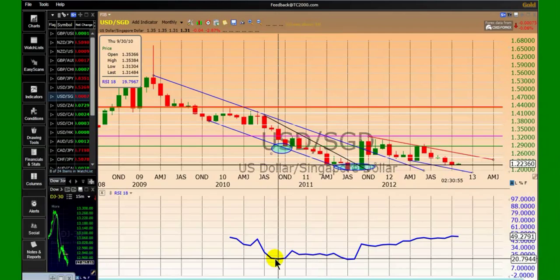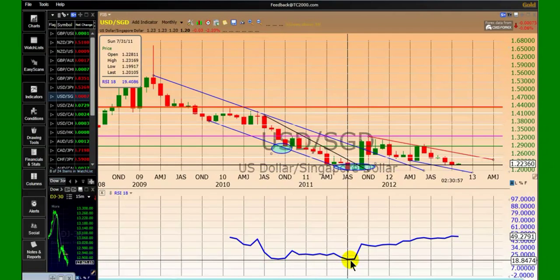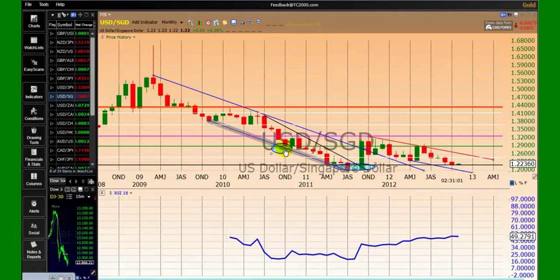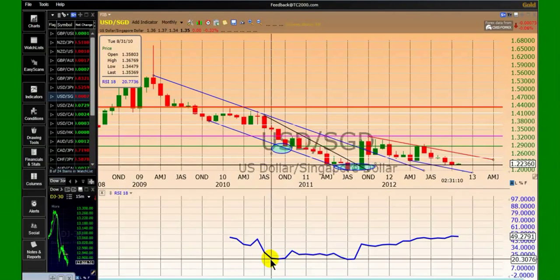There was this low here, followed by this low here. There was an equal low for the RSI. But you can see that the price at that point was displaying a lower low right here. This is a bullish divergence. A bullish divergence, ladies and gentlemen, is just a warning.